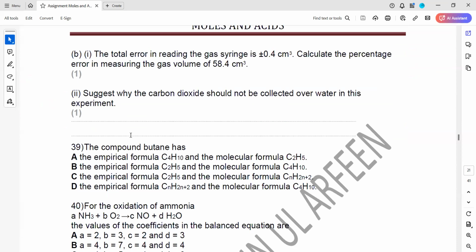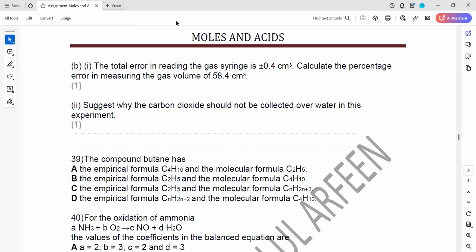The total error in the reading of the gas syringe is plus minus 0.4 cm cube. That's the uncertainty. Calculate the percentage error. So how to work out the percentage error? Percentage error is the error or uncertainty divided by the value recorded, into 100. If the apparatus is used twice, then it will be multiplied by 2. If we use only one measurement, then it is only 1. So it will be 0.4 divided by 58.4 into 100.